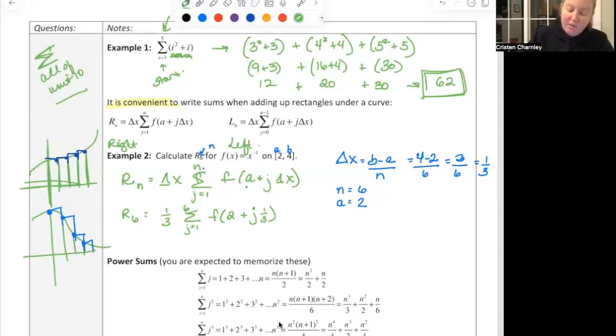All right. So this piece, this f of x stuff, f of 2 plus j, 1/3. All of that has to get substituted into our function. And our function is this x to the -1. So what do I mean by all of that?